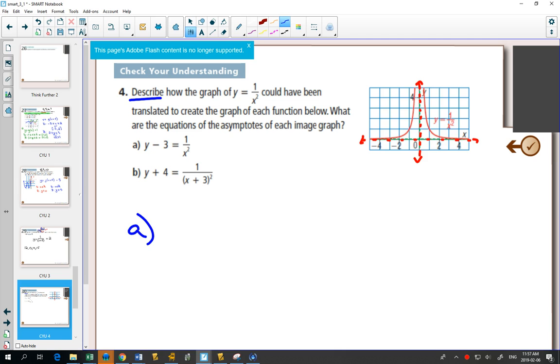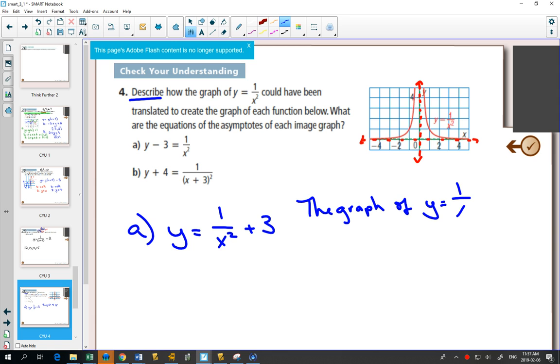below. So in A, I would take the time, first of all, to move that 3 over to the other side. And we have to decide, is that 3 inside the function or outside of the function? In this case, it would be outside the function. So if we had to describe it, the graph of y equals 1 over x squared has been translated three units up.